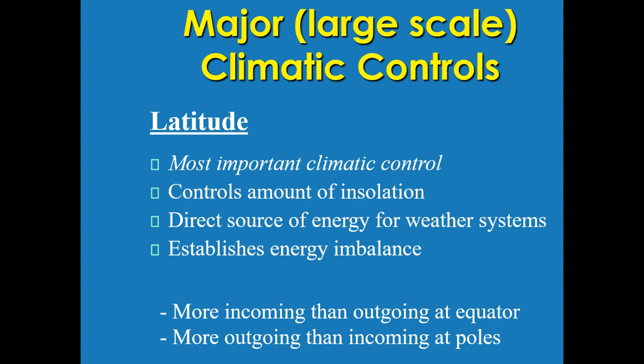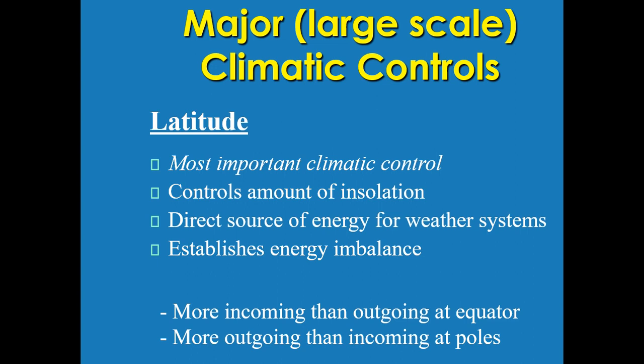So the major large-scale climatic controls, the first one we'll talk about is latitude. Now, latitude is the most important climatic control. This controls the amount of incoming solar radiation. Whenever you see the term insolation, IN is short for incoming, SOL would be solar, and ation would be radiation. So when we talk about insolation, we're talking about incoming solar radiation.